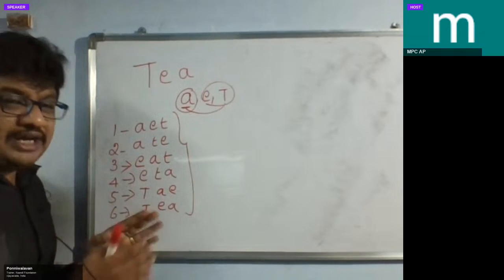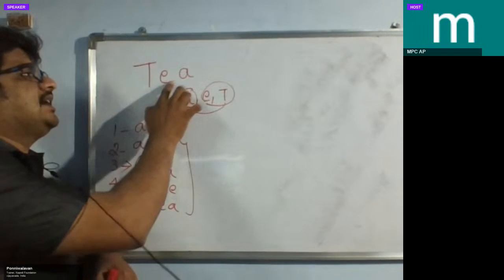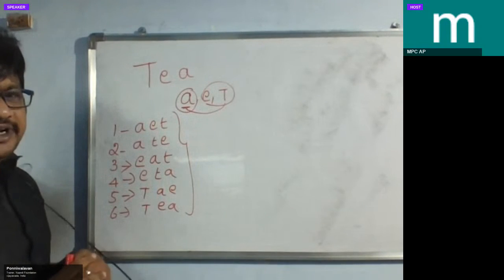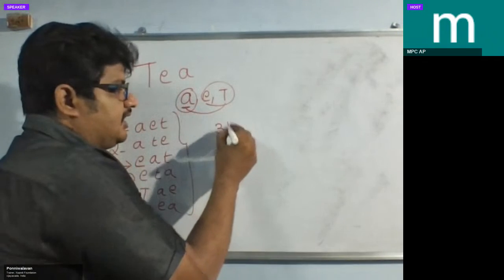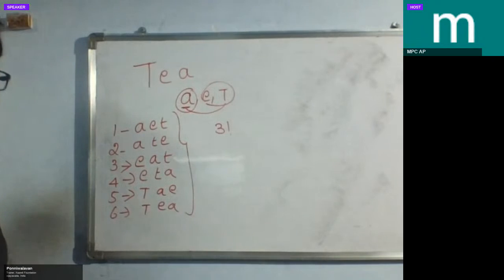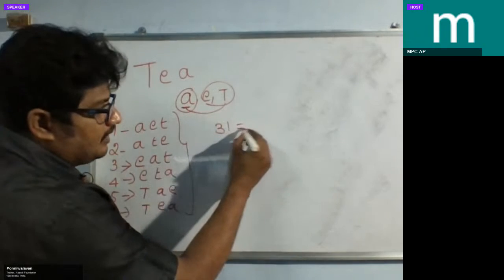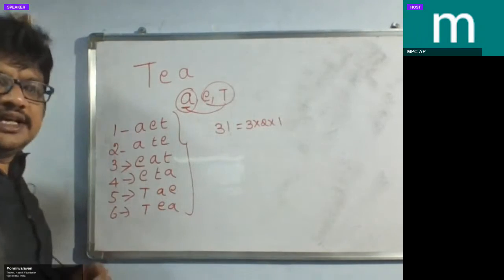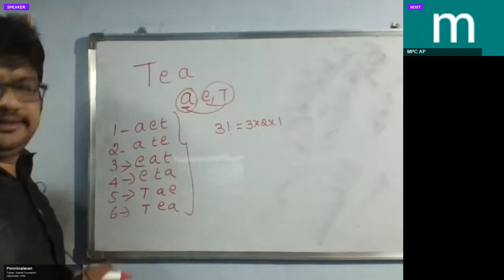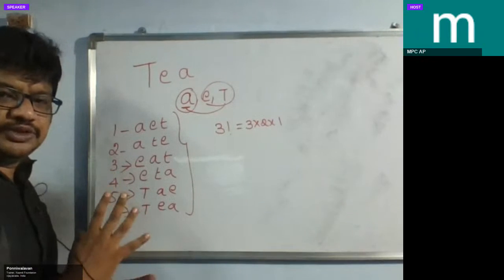This we used to call arrangement. Listen. How many letters here? 3 letters. So if you are arranging 3 letters now, you will get 3 factorial words. What is 3 factorial? 3 into 2 into 1. Are you clear up to this?